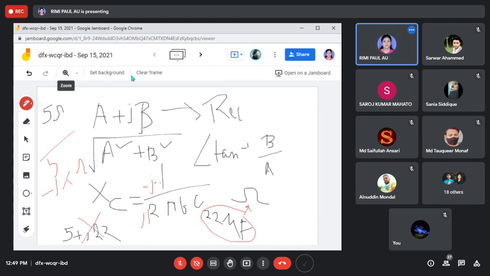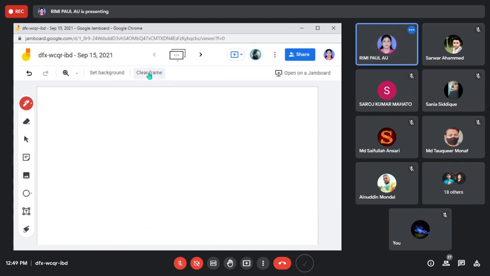Similarly, if I take an inductor, we get L. L unit is Henry or millihenry. So 5 millihenry. We cannot add, suppose in an RL circuit.